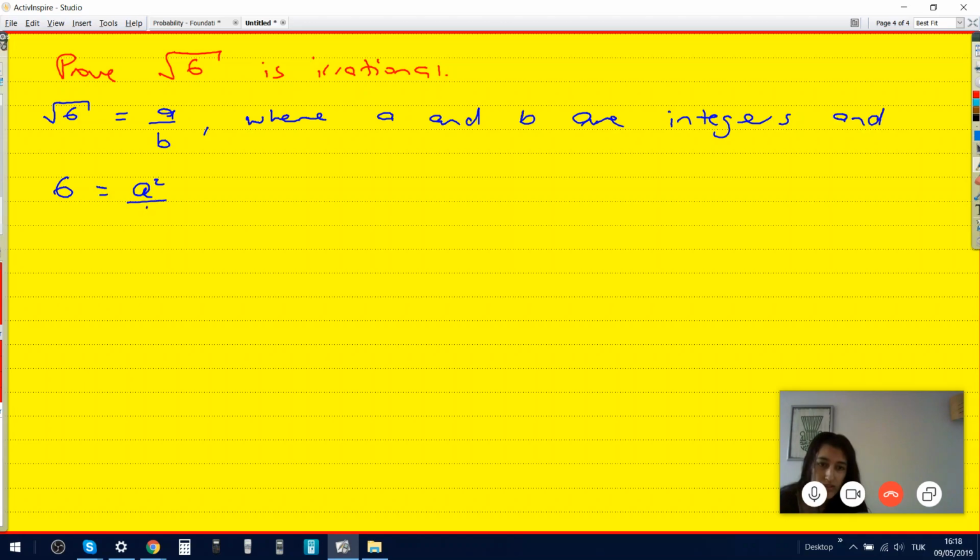Rational. So that's implied by integers. What else do we say about a and b? They have no common factors. So it's fully simplified. Okay. And then 6b squared equals a squared.